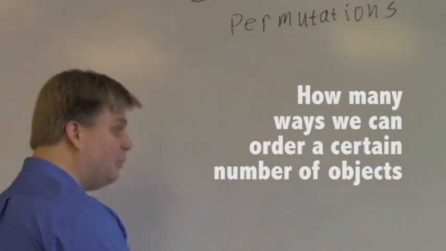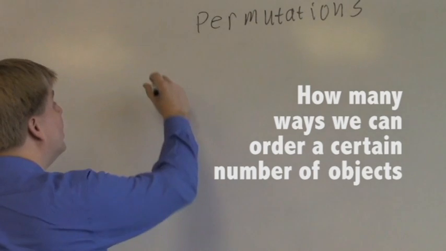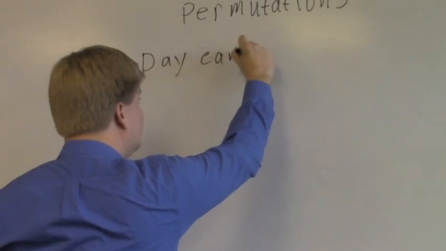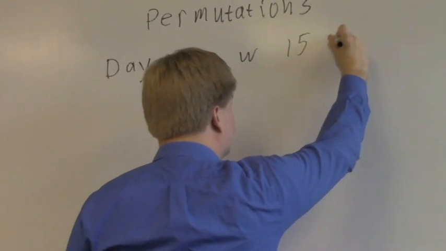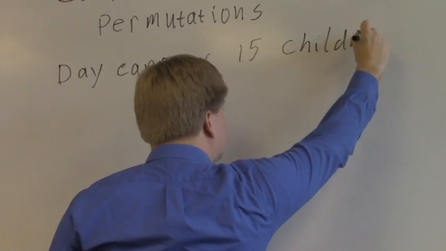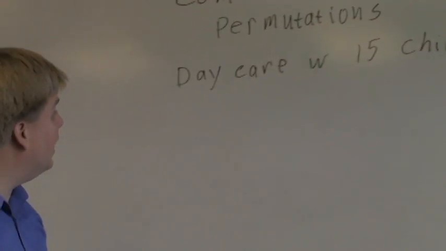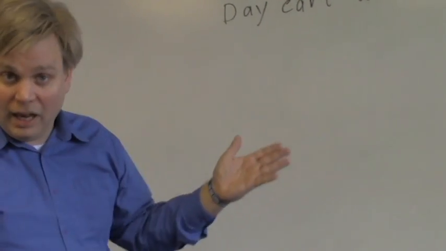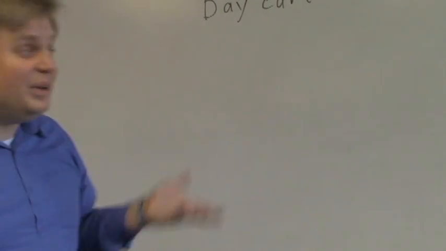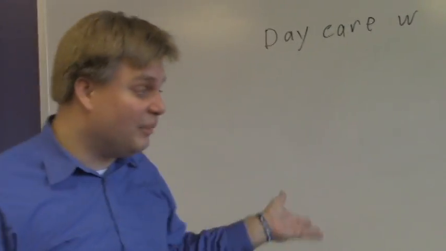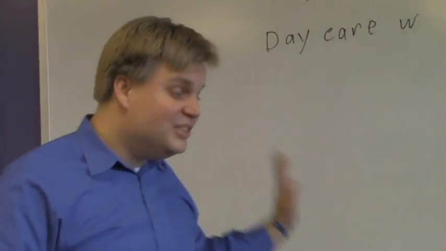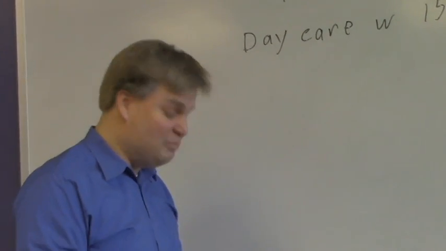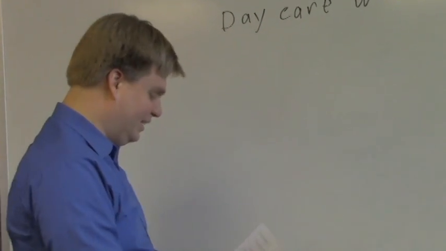So the example I'd like to do is for a daycare. So let's say we're managing a daycare with 15 children. Okay, we want to manage a daycare with 15 children, and we want to line them up before they go to lunch. And the question is, how many ways can we line up 15 children? Because you know they're going to be upset if somebody's first or somebody's second. So how many possible ways are there that we can line them up? And that's basically how many ways they can complain about the way the line is.